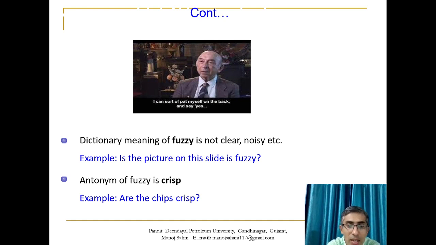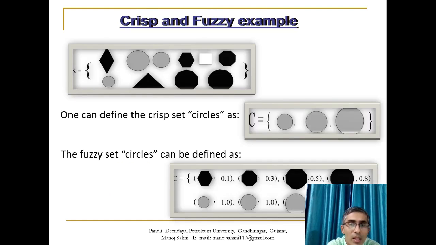Now, as I said to you, fuzzy in simple English means not clear and noisy. A simple example to make you understand: this is a set X having a rhombus shape, a triangle, hexagon, square, circles, and all those. Now if I ask you to define a set of circles and form a set having these circles, then you will be putting what? A small circle, a middle, and a bigger circle.